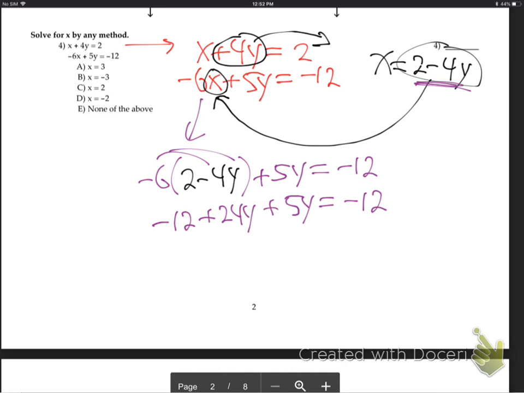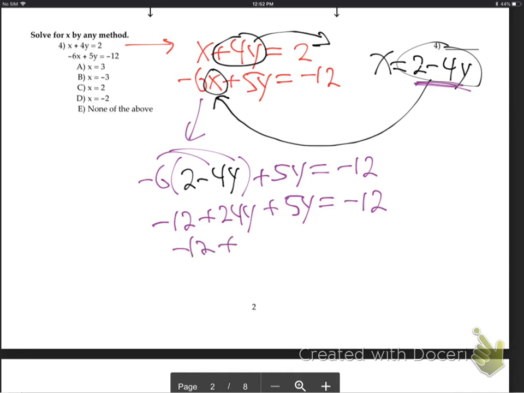Like that? That good? Would it be wrong to do it the other way? What's that? Would it be wrong to do it the other way? No, any method.